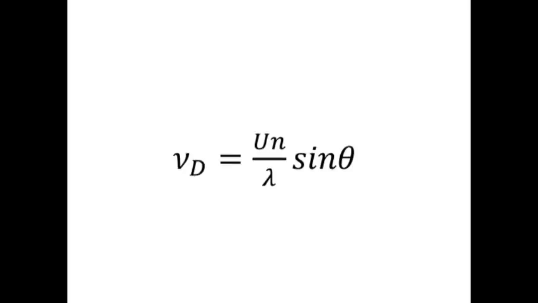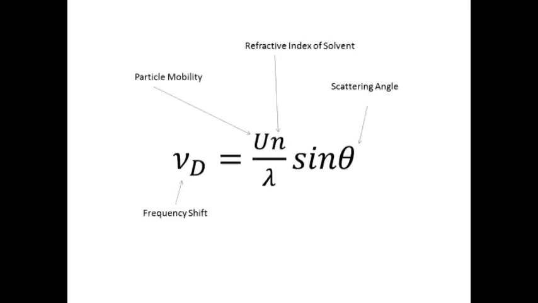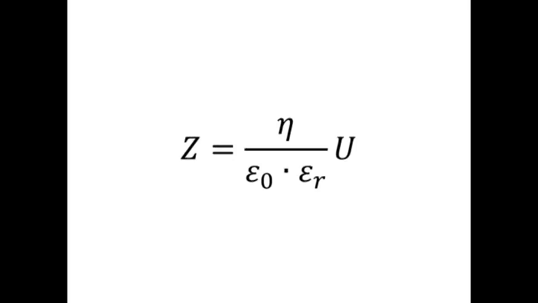In the following equation describing the frequency shift, the scattered light is related to the mobility of particles, mu. N is the refractive index of a medium, theta is the scattering angle, and lambda is the wavelength of incident light. We can now use this Smoluchowski equation to obtain the zeta potential given the solvent viscosity, mobility, and dielectric constants.